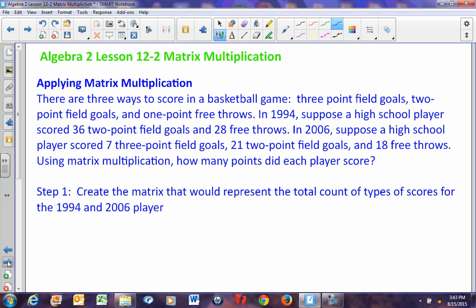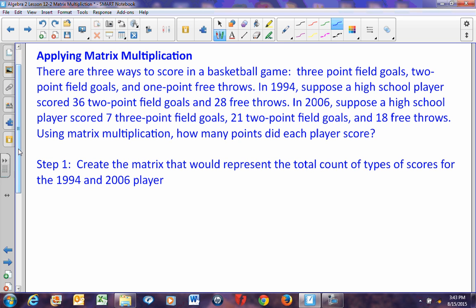Okay, step 1. We have to figure out a matrix that will get the total count of types of scores for the 1994 and 2006 player. So let's just make a matrix. We're going to have the 1994 player on the top row, and the 2006 player on the bottom row. And we're just going to keep them in the same order: 3 points, 2 points, 1 point, because that kind of makes sense. So we're going to do 3-pointers, 2-pointers, 1 point. That's the order we're going to put our matrix. Okay? So let's let X equal my types of scores.